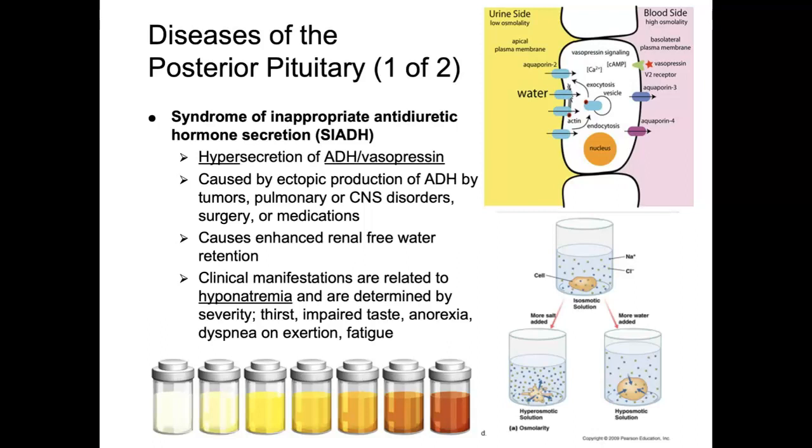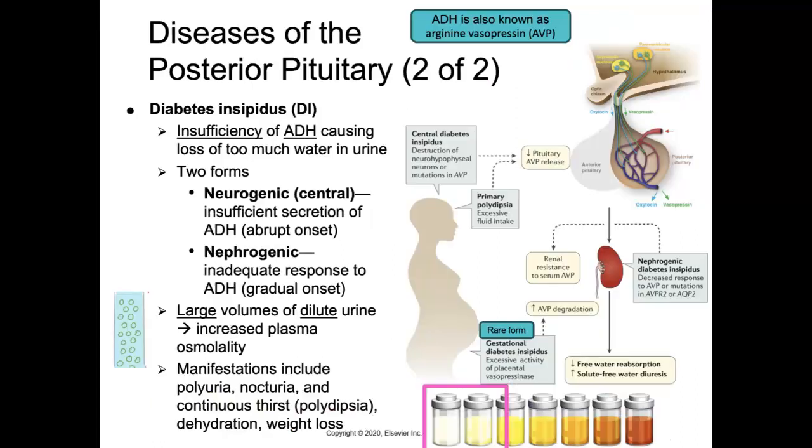And in this way, we can increase their sodium levels. Our next disease is the opposite of SIADH, and that is diabetes insipidus, or DI. This is going to be an insufficiency or a hyposecretion, you could say, of ADH that is going to cause one to lose too much water in their urine. So we have two different forms of this.